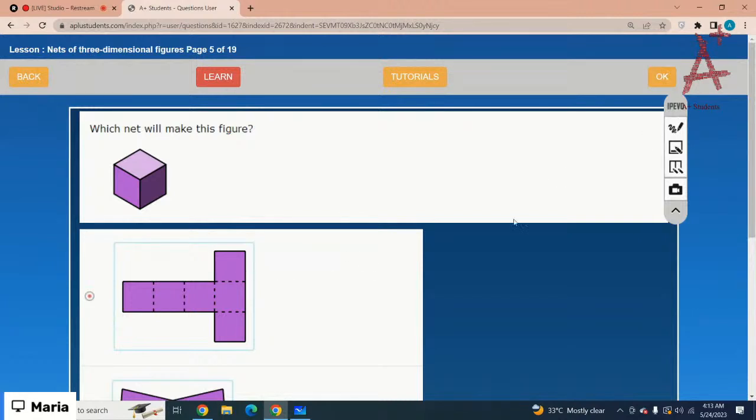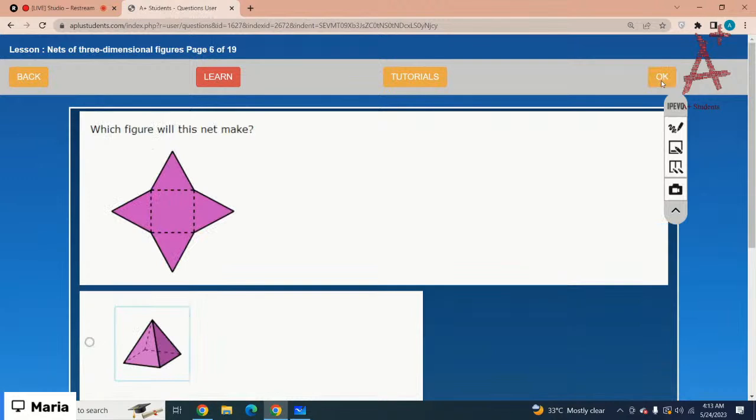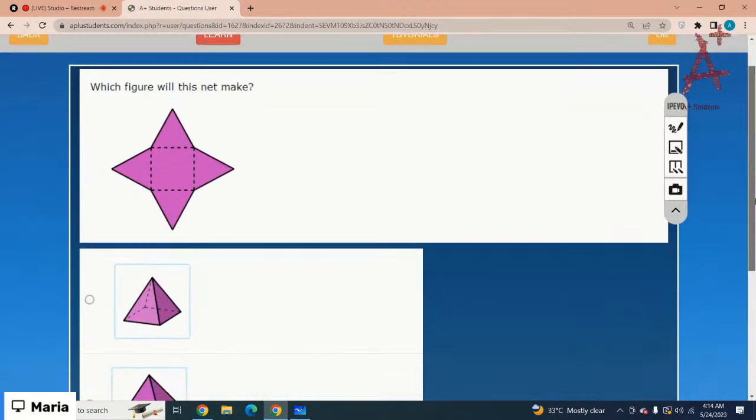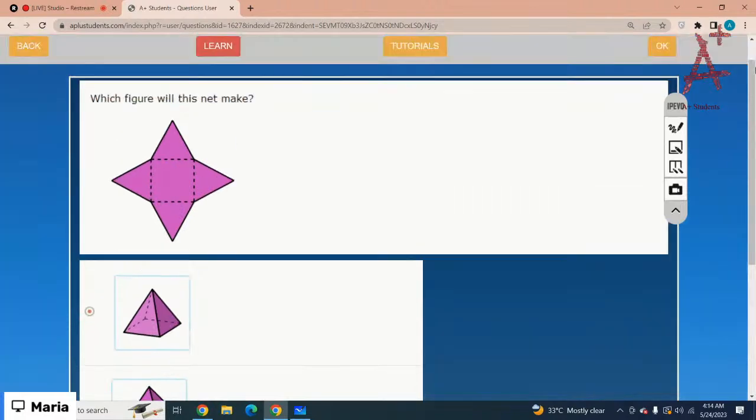Yes, it would be option number 1. Which net will make this figure? Which is the correct option, 1 or 2? Option number 1 is the correct option. That would be the one with the square base.